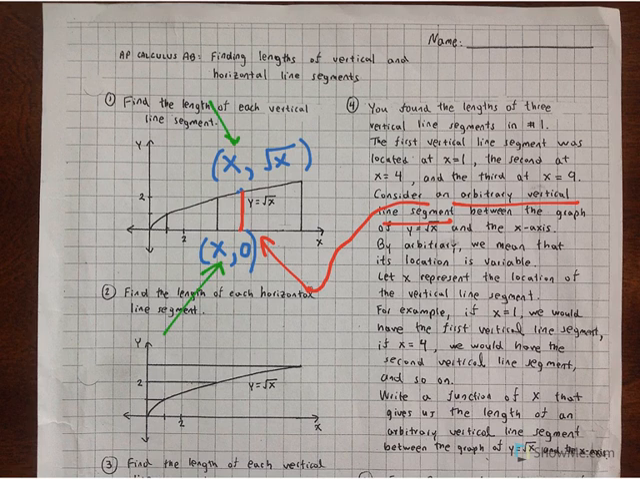So for example, if x is 1, we'd have this one. If x is 4, we would have the second one that we worked with in number 1. And if x is 9, we would have the third one that we worked with in number 1. But x could be any value. It could be 1, it could be 4, it could be 9, or it could be something like 5 or 7.5, or even an irrational number like square root of 2. So now we have an arbitrary vertical line segment.